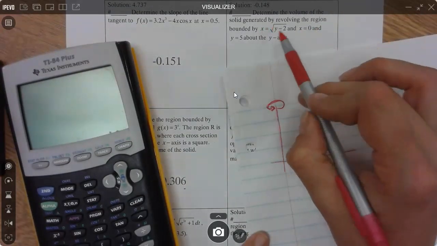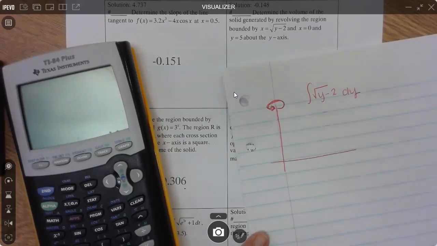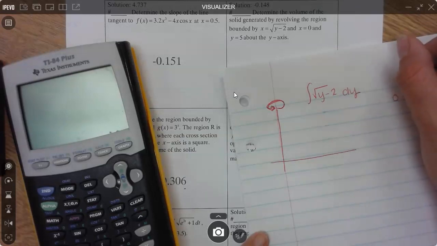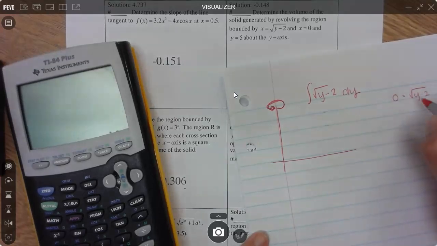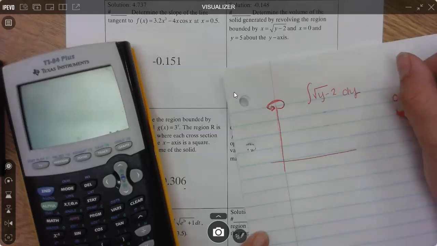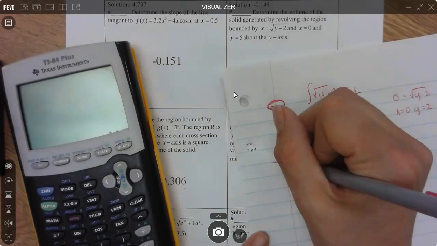And then if x equals the square root of y minus 2 and we start at x equals 0, then I'm kind of going backwards and solving for my y values when x is 0. So I'd square it, get y minus 2 equals 0, so that when x equals 0, I have y equaling 2.